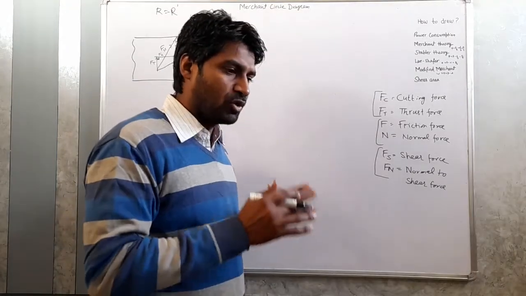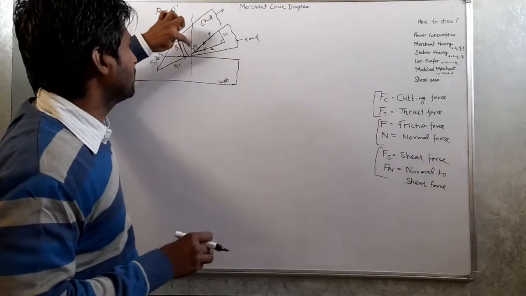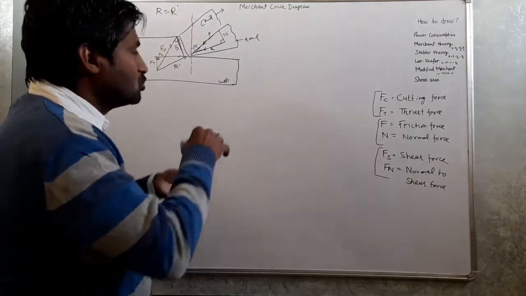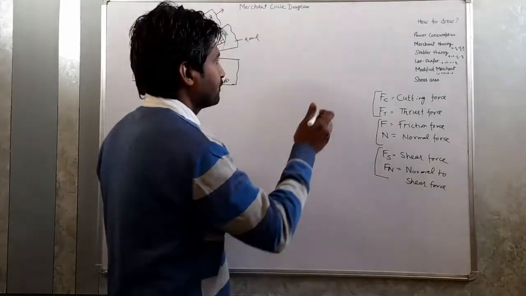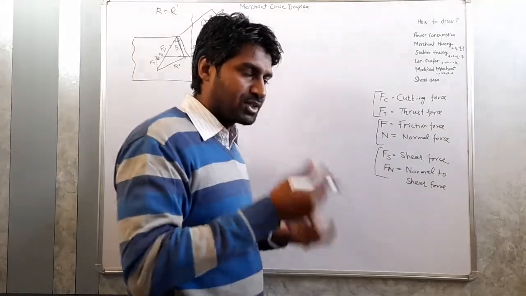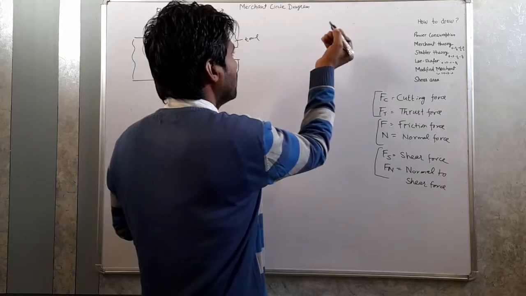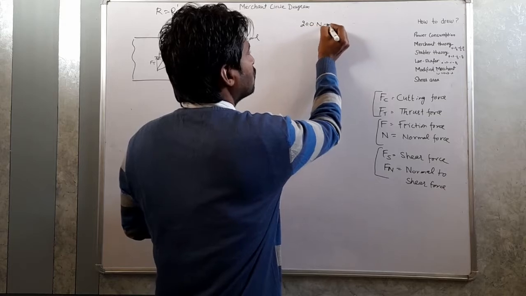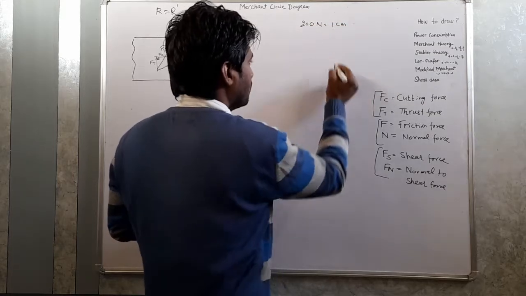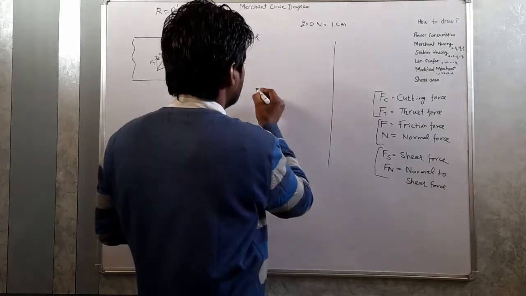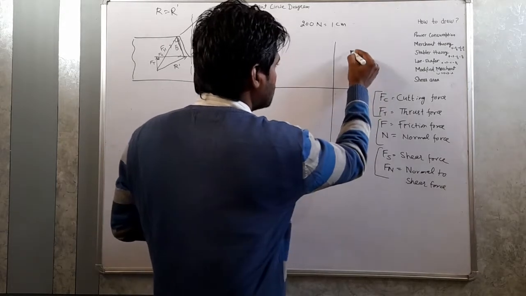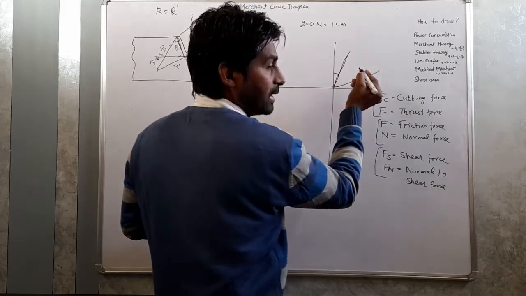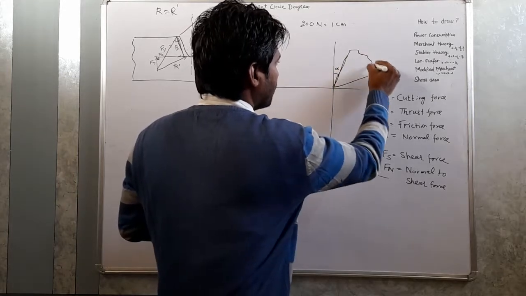So we should have some values, like the rake angle alpha, which we can measure during cutting. Using these values, we will draw the Merchant circle diagram, and we will assume a scale, like suppose 200 Newton is equal to 1 centimeter. This is the y-axis, this is the x-axis. Suppose this is our cutting tool, which makes an angle alpha with this vertical line.